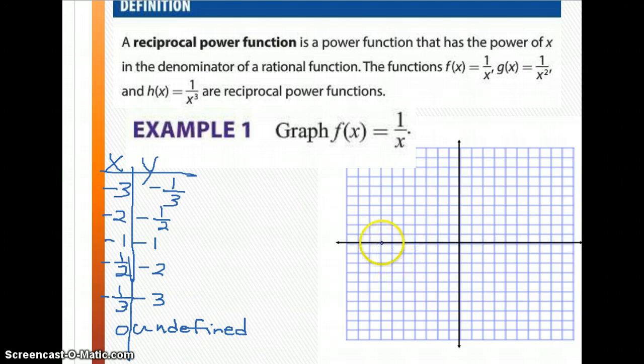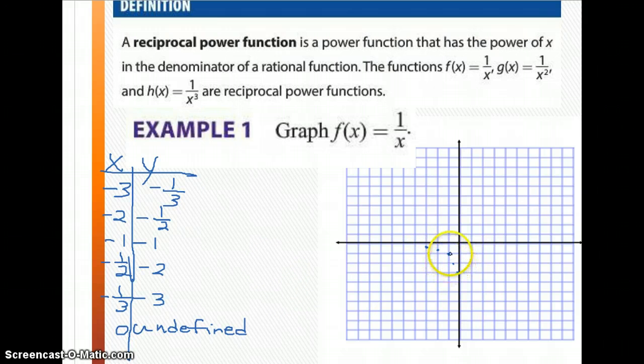Okay, so let's just draw the negative portion. So -3 is -1/3, -2 and -1/2, -1, -1, -1/2 would be -2, -1/3 down to -3. And what happens is we have values that we can never really get to. So it's going to look something like this.